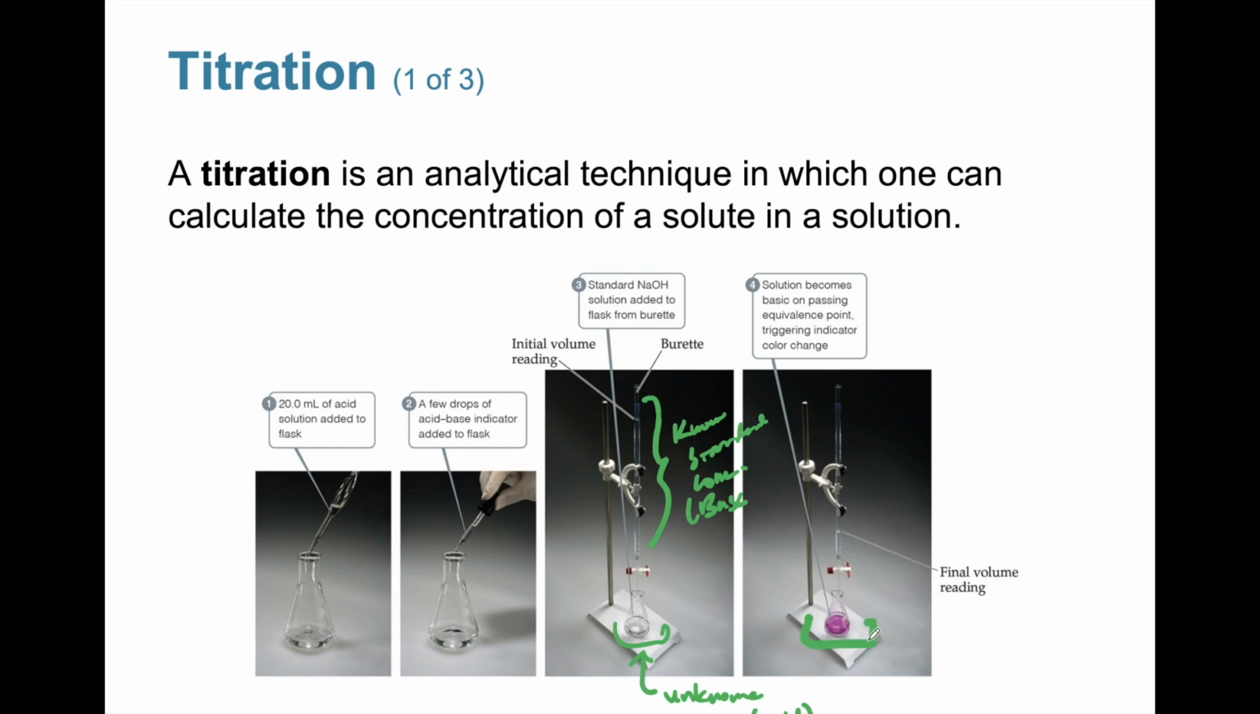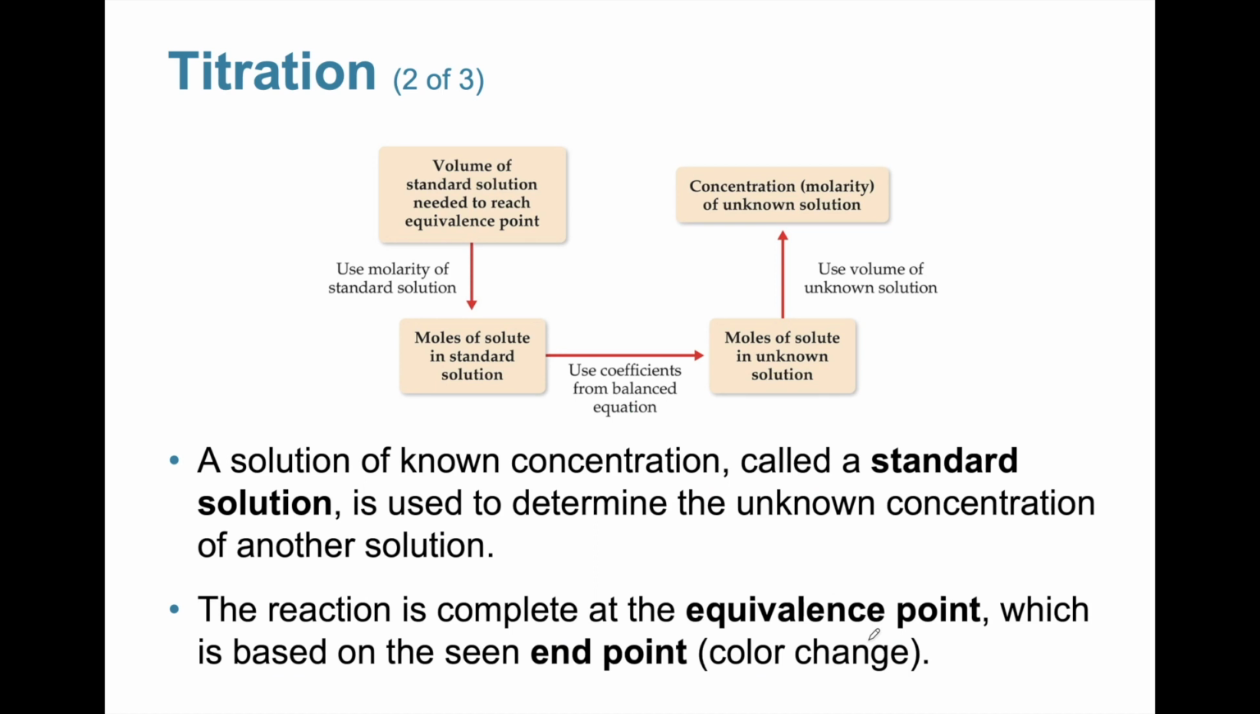And again, you're going for this light pink color to get you to the endpoint, which is essentially the equivalence point. I talked about this already, right? The standard solution is usually a base in the burette, and the equivalence point is when the reaction is complete and you have the same number of moles of acid and base. The endpoint is when you get the color change to the light pink.